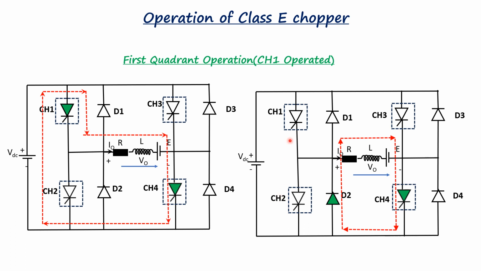When chopper 1 is off, as shown in the second circuit, the load current freewheels through chopper 4, D2 and the load. So during this period, the load voltage and the load current, that is I0, are both positive. Hence the operation of this chopper is in the first quadrant.